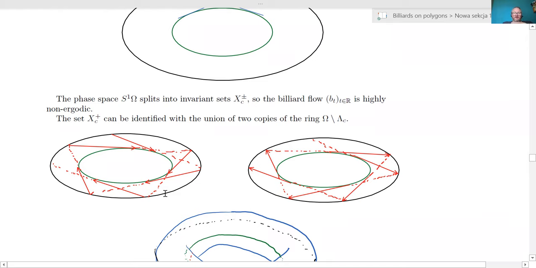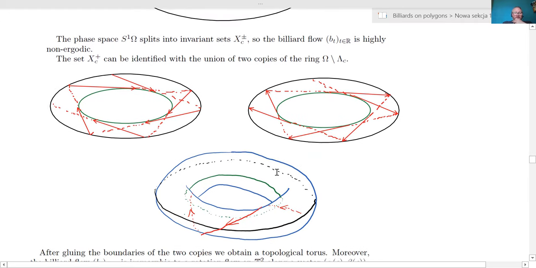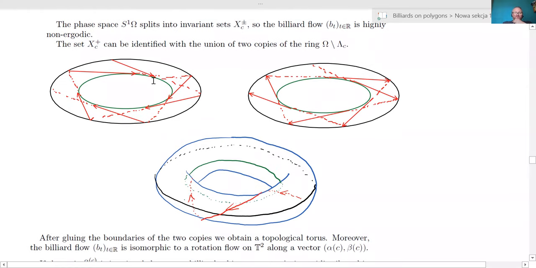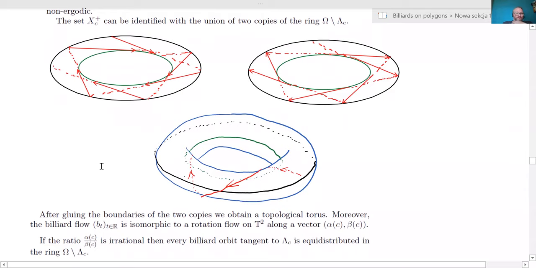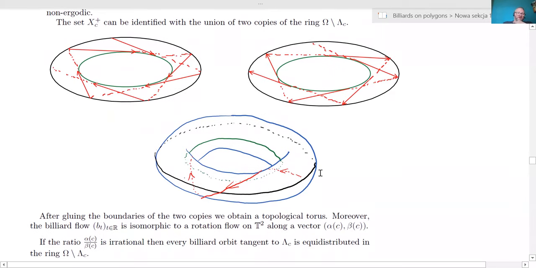And here you have a picture of the orbit, but of course our billiard orbit must change the copy after reflecting, or after passing through the tangent point. And now we can glue these two copies along ellipses, along the black ellipse and the green ellipse, and from the topological point of view, the resulting object is a topological torus, and the action of our orbit now is quite nice, because the gluing rules are coherent with the action of orbits.